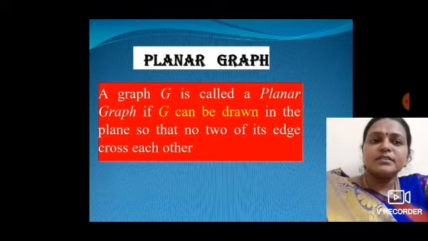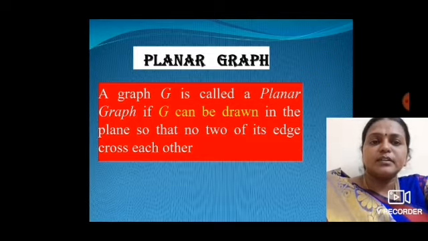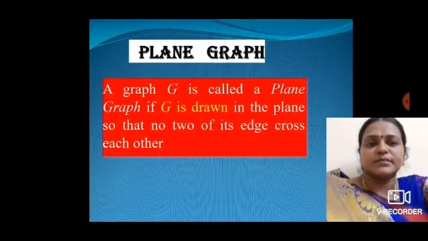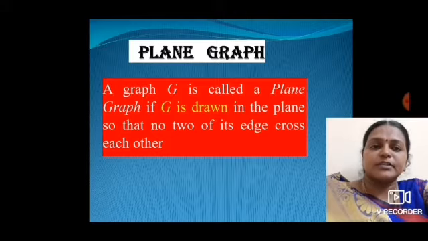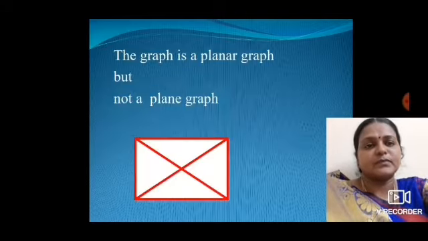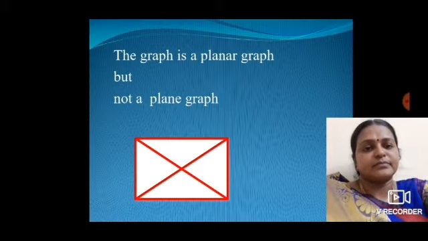A graph G is called a planar graph if G can be drawn in the plane so that no two of its edges cross each other. Plane graph: a graph G is called a plane graph if G is drawn in the plane so that no two of its edges cross each other. The graph is a planar graph but not a plane graph.